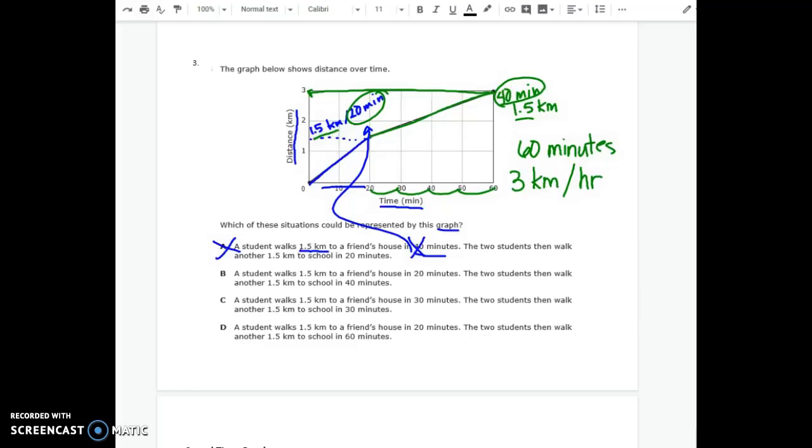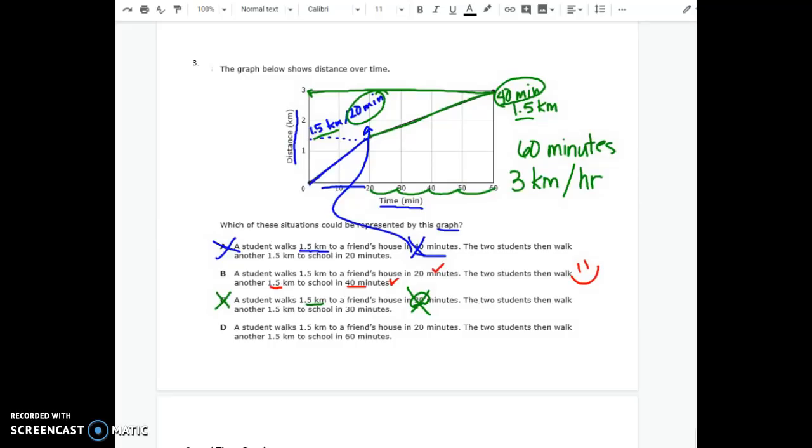Answer B, a student walks 1.5 kilometers to a friend's house in 20 minutes. Okay, that fits the first section, the first leg. Then the student walks another 1.5 kilometers to school in 40 minutes. Okay, that actually matches what we saw. So that looks like a good answer, but let's check the other ones. C, a student walks 1.5 kilometers to a friend's house in 30 minutes. Nope, it was 20 minutes, not 30 minutes.